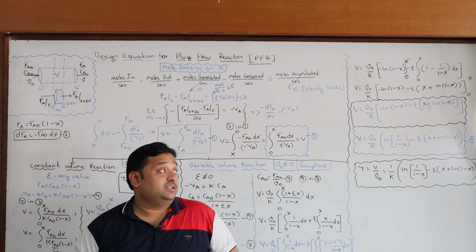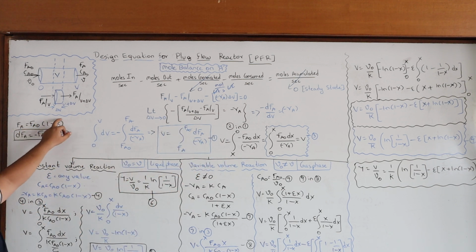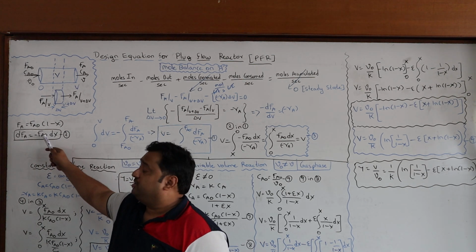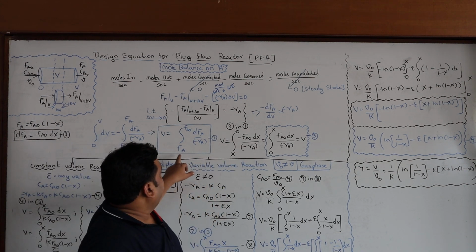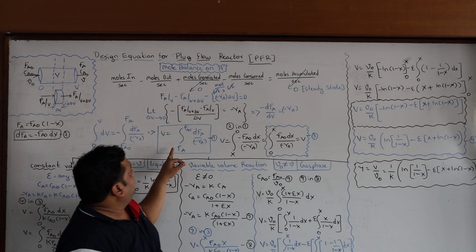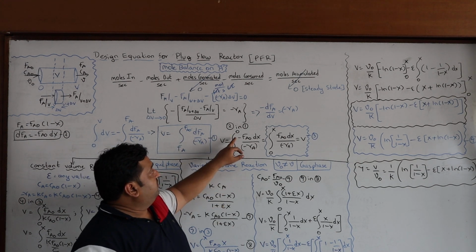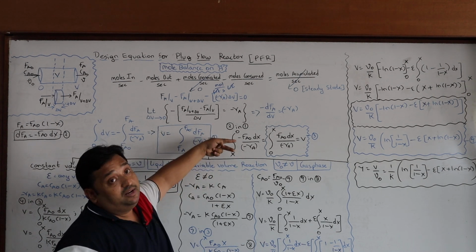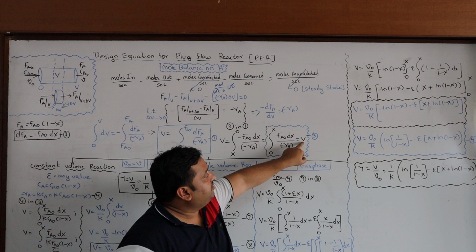Similarly, in terms of conversion, I know Fa equals Fa0 into 1 minus x, so dFA is equal to minus Fa0 into dx. Simply we substitute this in this equation, and we get volume is equal to: at Fa, that means at this position, the conversion is x, and here the conversion is 0. So at the Fa place it becomes x, at Fa0 it becomes 0. Therefore, now you get one more minus symbol. If you remove the minus symbol, you have to flip the limits. That means 0 to x, Fa0 into dx by minus Ra, which is nothing but volume.